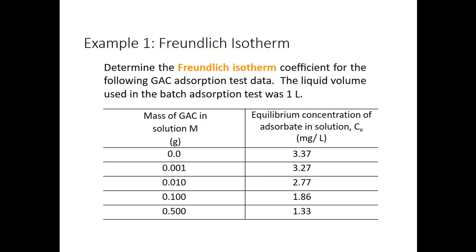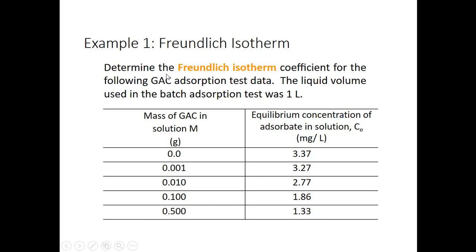and after that we couldn't reduce the concentration more. The initial concentration is 3.37. When we apply 0.001 of GAC, we could reduce the initial concentration only to 3.27, so from 3.37 to 3.27. That's what we call the equilibrium concentration. While when we apply 0.5, we could reduce it to 1.33.